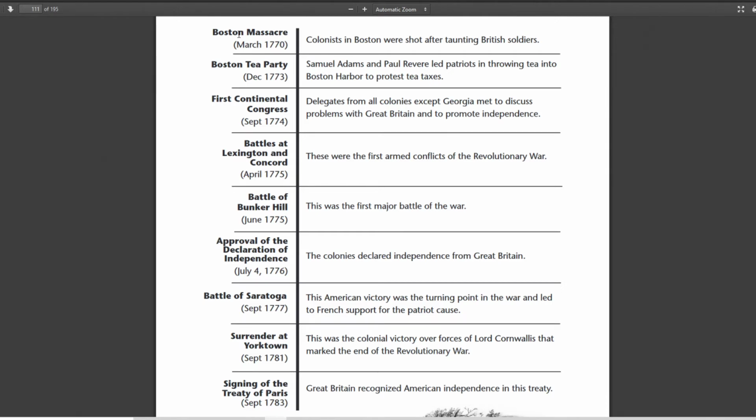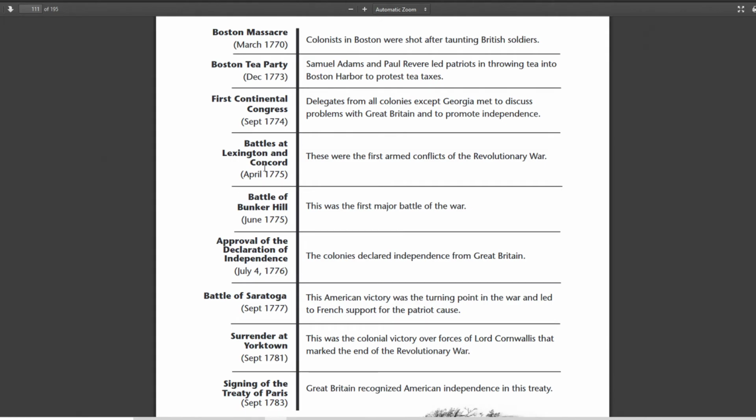We got the Boston Massacre as the first thing, Boston Tea Party, First Continental Congress. So we got Boston Massacre in 1770, Boston Tea Party 1773, and that's where Samuel Adams and Paul Revere led patriots in throwing tea into Boston Harbor to protest tea taxes. And we got the First Continental Congress. Remember, everybody but Georgia was there. And why was that? Because they were getting help from the British to fight Indians.